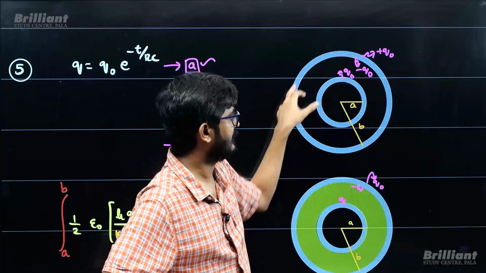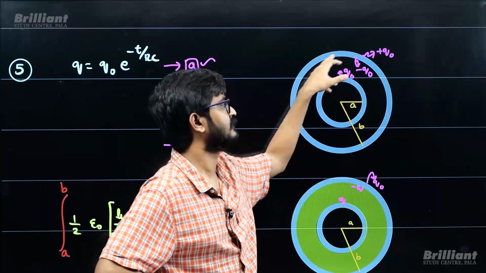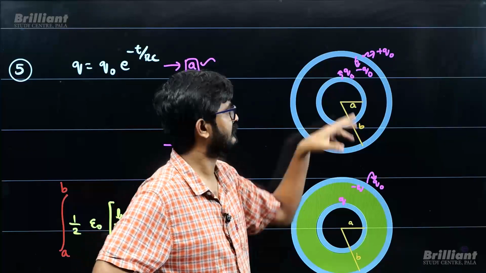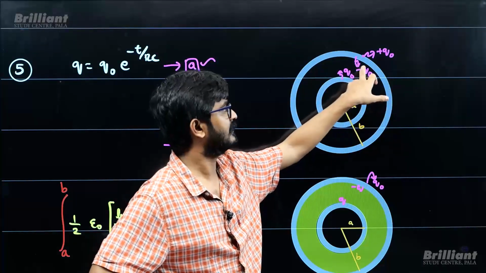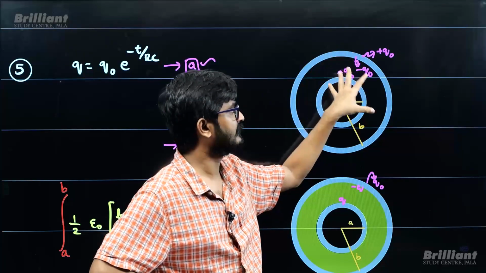There will be Q naught. So similarly, I can take one more Gaussian surface here. I can show you flux is 0. So total charge enclosed must be 0. If this is Q naught, this will be minus Q naught, and this total charge is 0 already. So if this is minus Q naught, this will be plus Q naught. So this is how it looks initially.